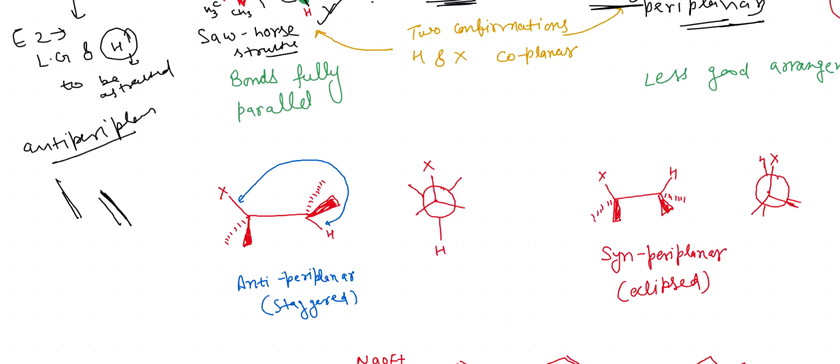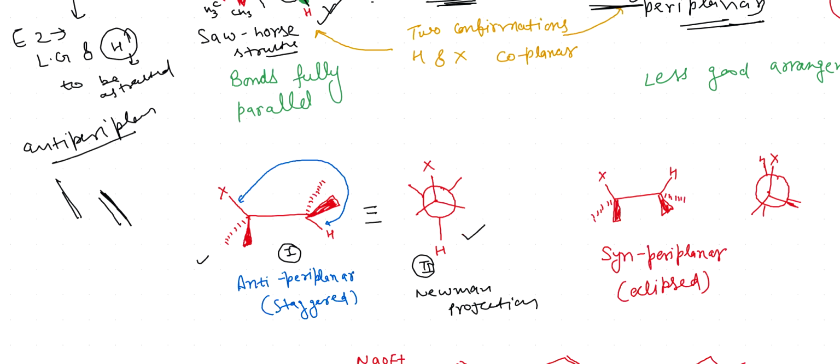One more thing. This is the Sawhorse structure, and the second one is the Newman projection. We can represent the molecule in both forms, and we will understand the formation of the product and the stereochemistry of the product through the Newman projection. We will convert the Sawhorse structure into the Newman projection.